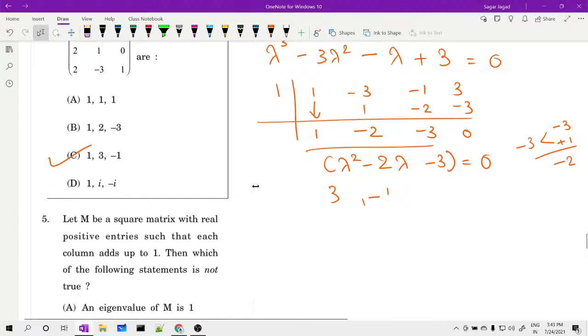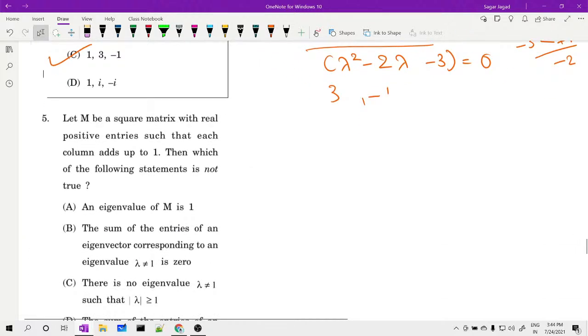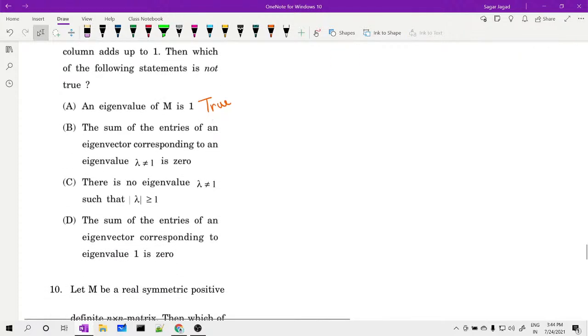Right, a good question. Let M be the square matrix with real positive entries such that each column adds up to 1. Then which of the following statements is not true? An eigenvalue of M is 1. Yeah, if the square matrix has real positive entries such that each column adds up to 1, which of the following is not true? This is true. Whenever the columns add to the same number, that is going to be one of the eigenvalues. The sum of the entries of the eigenvector corresponding to the eigenvalue lambda not equal to 1 is 0. Why it should be there is no eigenvalue such that value.